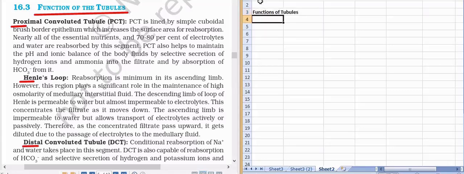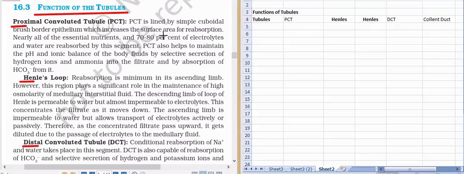We have to keep the heading, that is the tubules. In this, first one is PCT, second is Henle's loop, next is DCT, next is collecting duct. These are three topics, actually four: PCT, Henle's loop, DCT, collecting duct. It may seem confusing, but if you study well, the topic is very easy and the notes will be easy too.